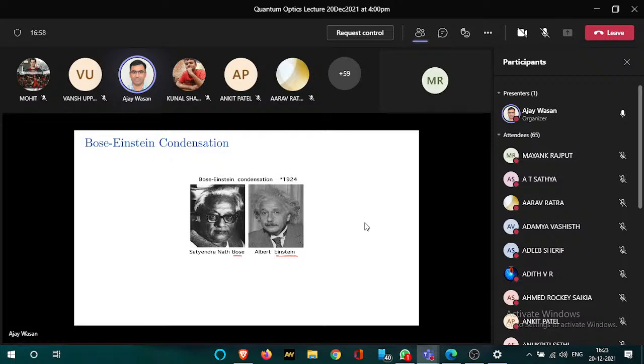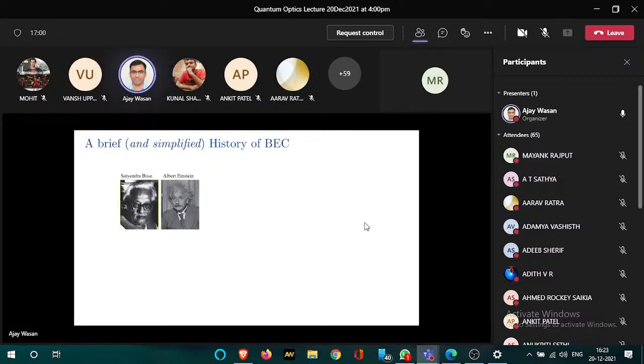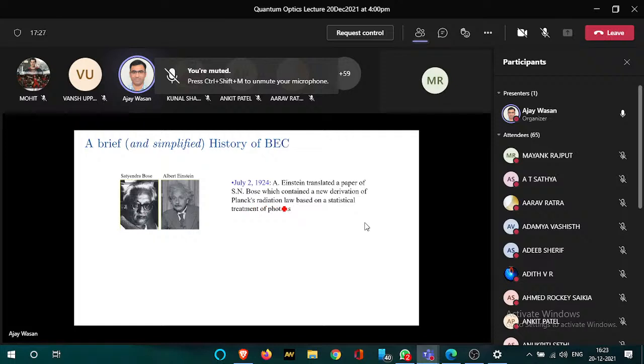Satyendranath Bose. So I will just give a little history of what he did and what Einstein did. This happened in 1924, almost 100 years back. Bose did some work and sent it to Einstein. He was a very shy guy. So Einstein translated a paper of S. N. Bose, which contained a new derivation of Planck's radiation law based on statistical treatment of photons.